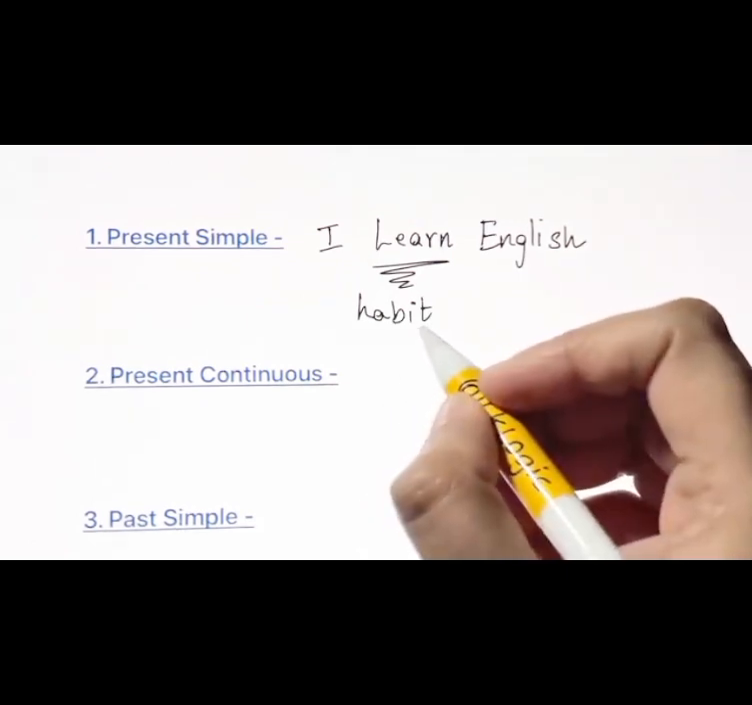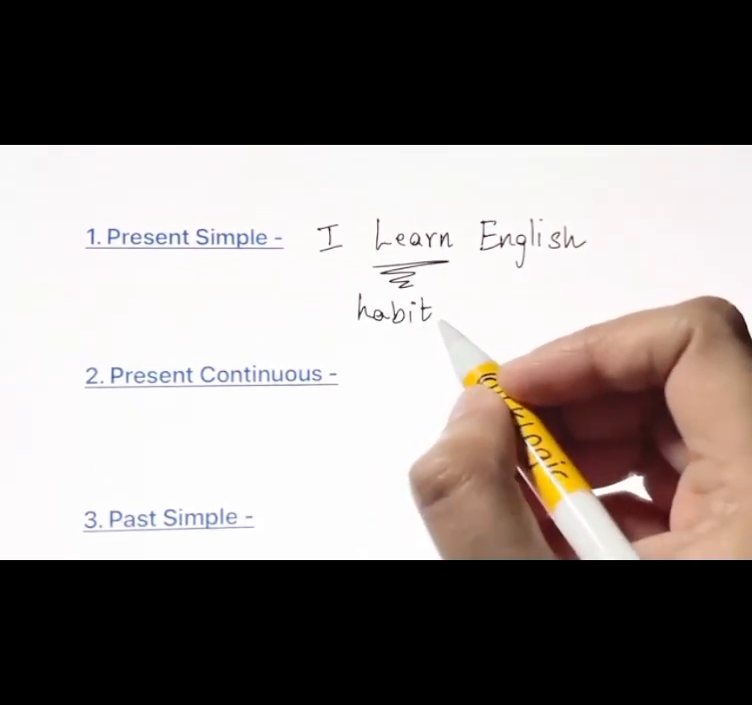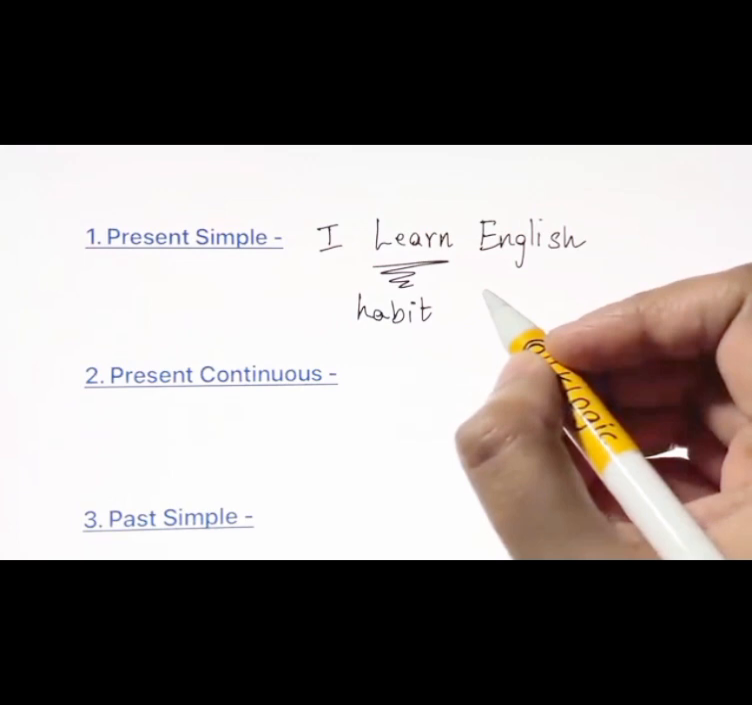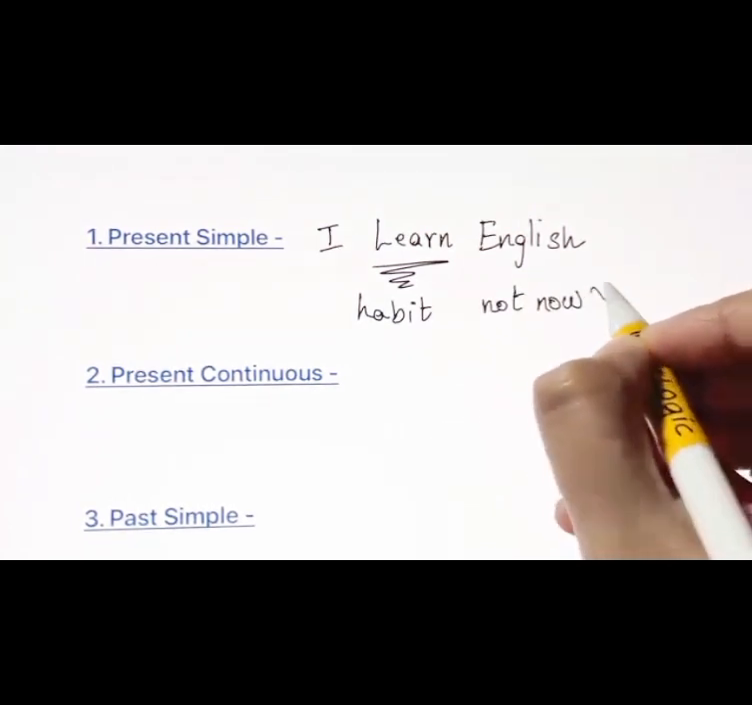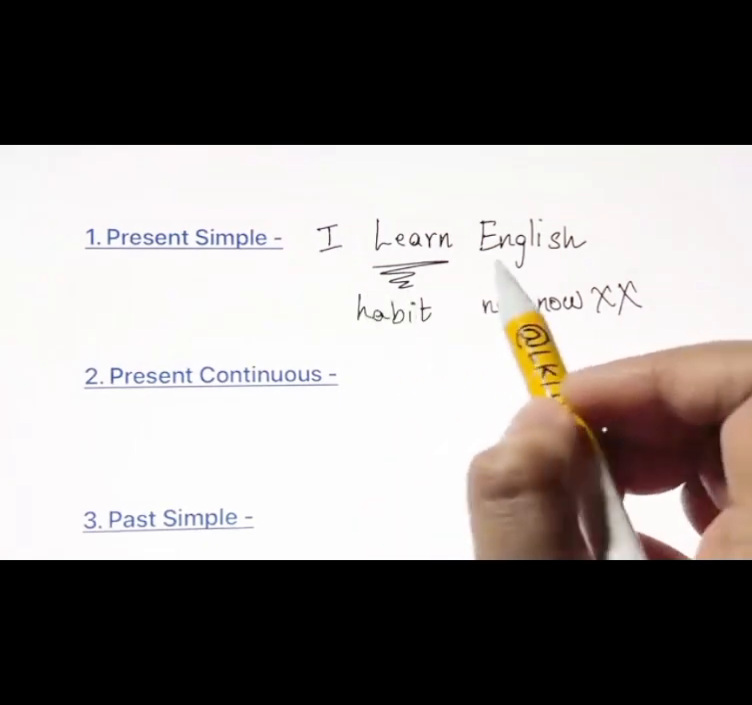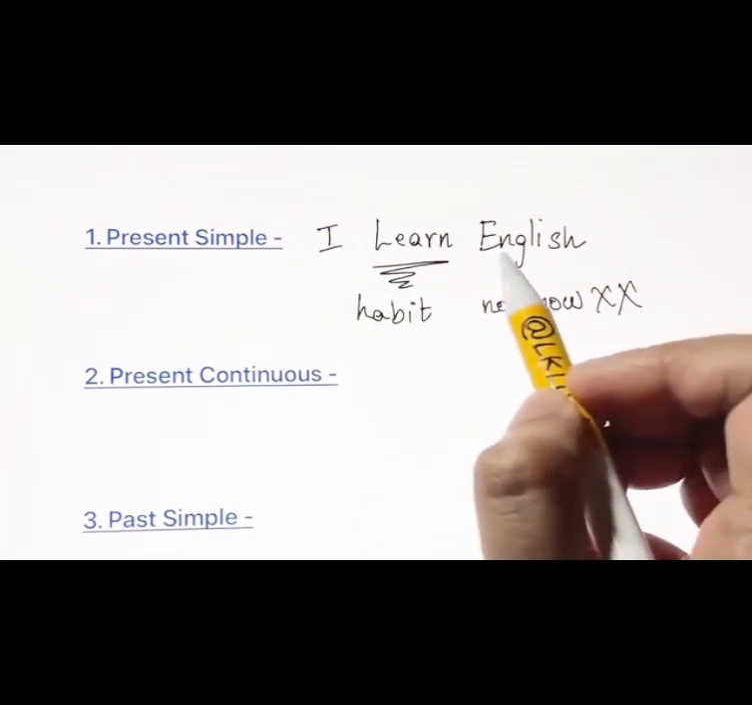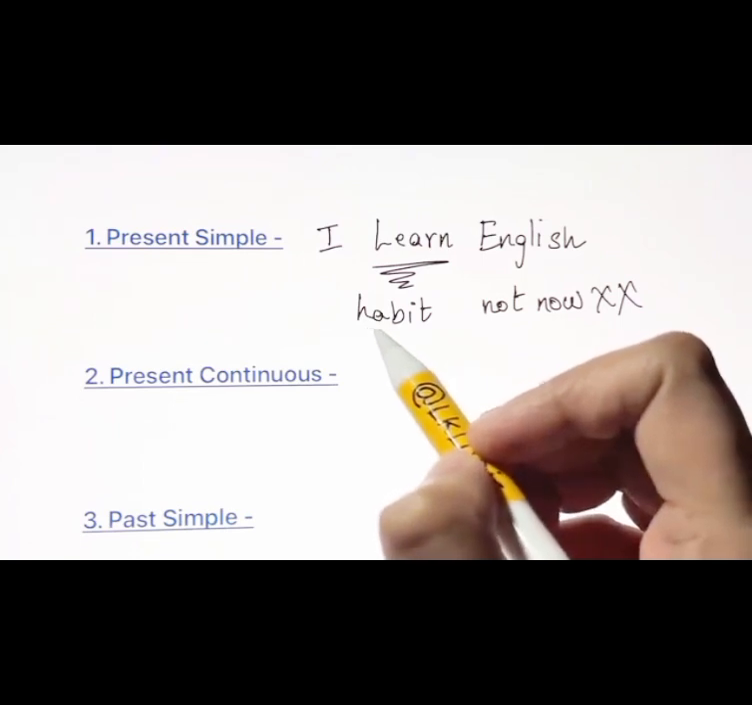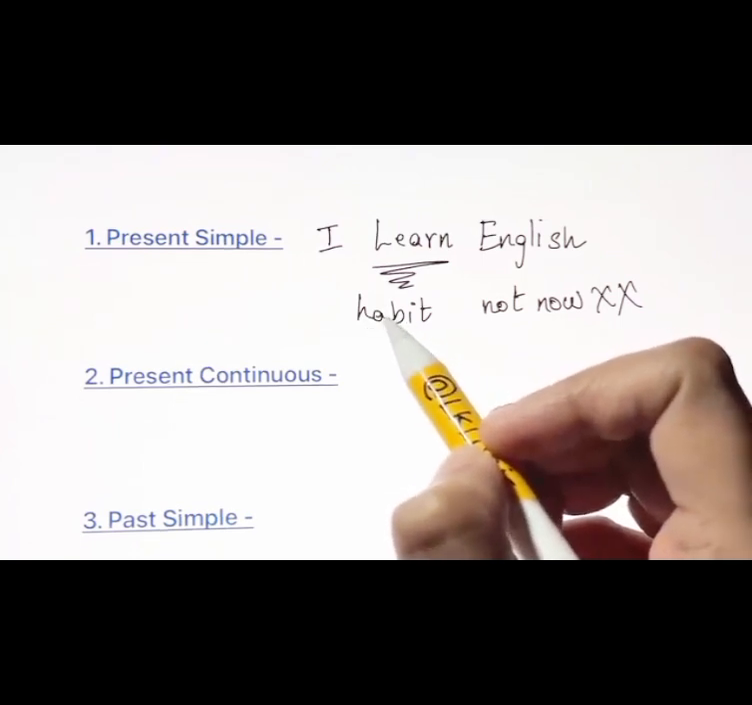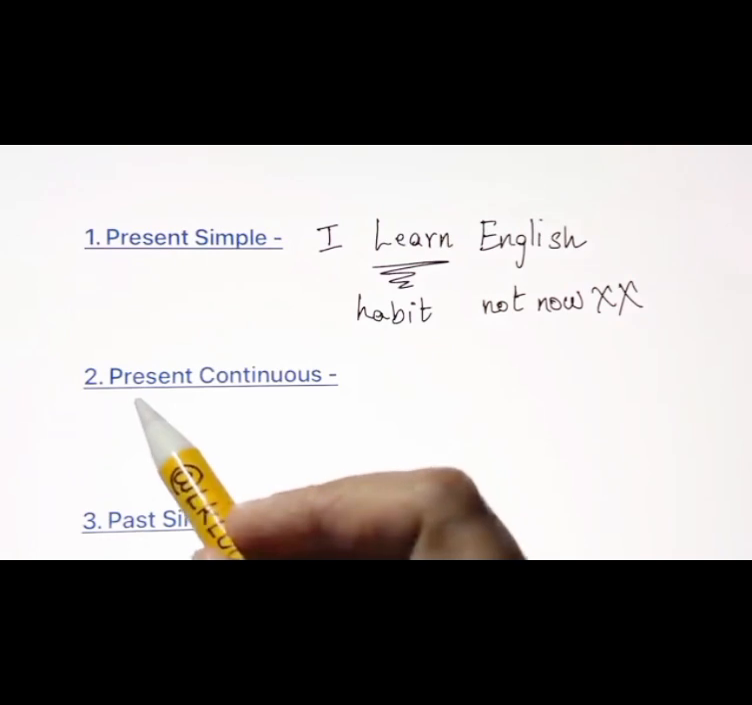It's just a habit, or I like to learn in general, but not now. No. So this sentence doesn't mean that I'm learning now. It's used for habits and general truths about me. Alright, let's say next one.